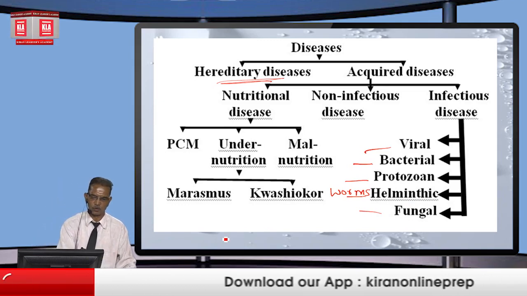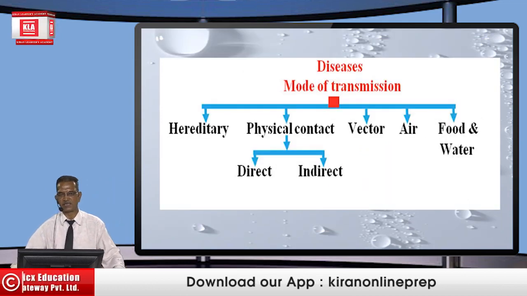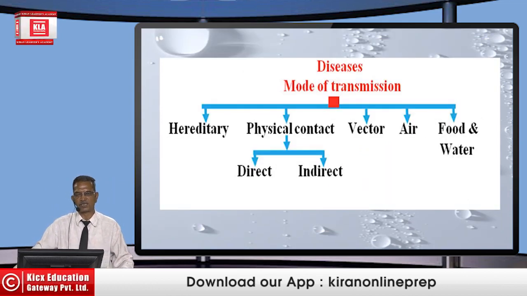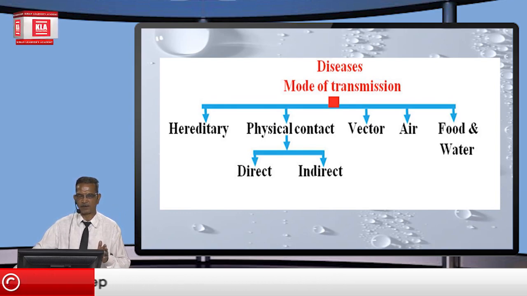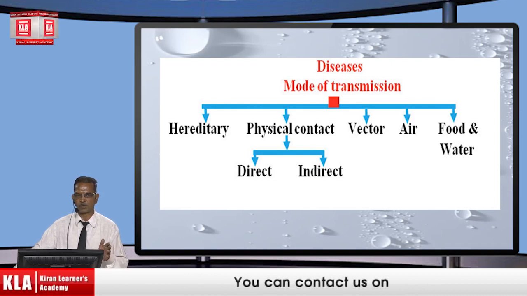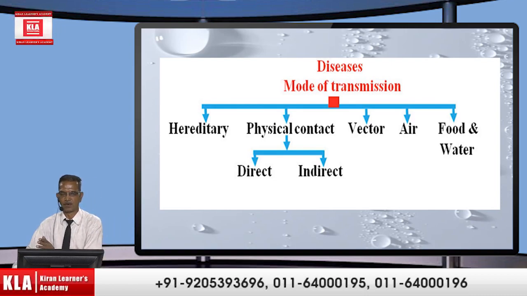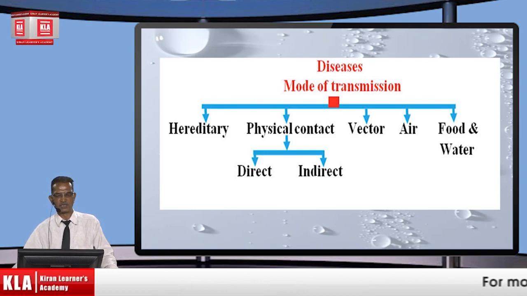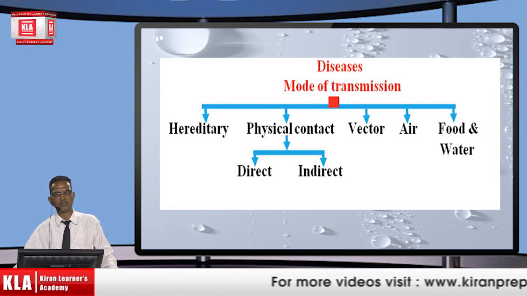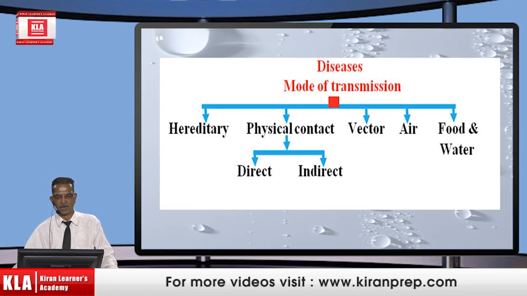However, we can also classify infectious diseases by the mode of transmission, that is, how the disease gets transmitted from an infected person to a healthy person, what was the medium. It can be hereditary, passing from the genes. Genes are the carriers of the disease. Physical contact, it can be direct or indirect.